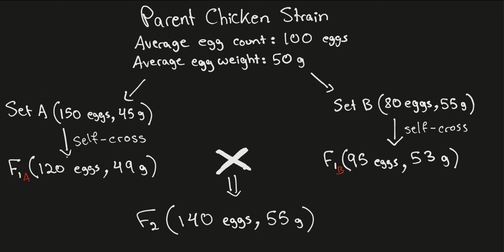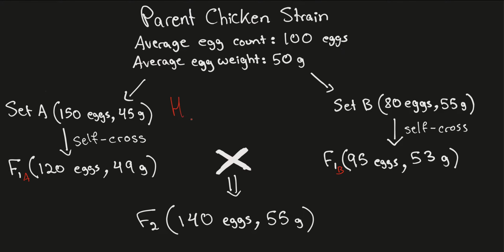You have one set, set A, where you have a lot of egg counts, and set B where you have a lot of egg weight. And then after this, what you do is you self-cross this set and you see what its F1 generation looks like on average. And the same thing goes for set B. And then you finally cross those two F1 generations to get an F2 generation. Now, all these have different numbers of eggs and different egg weights. But what we want to figure out is the narrow sense heritability.